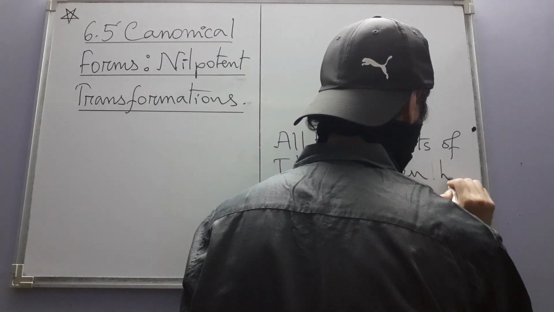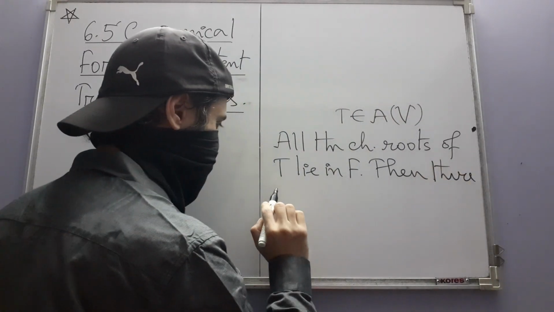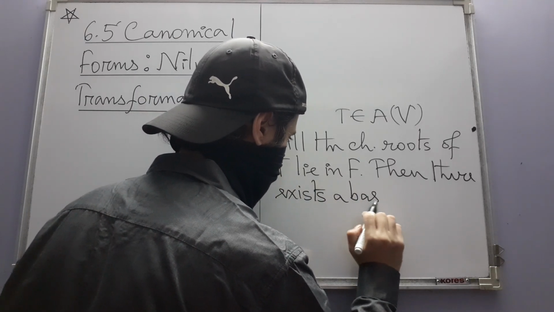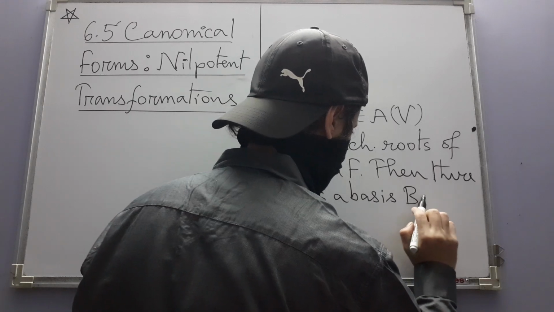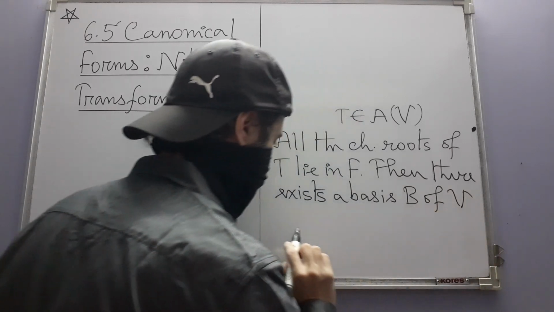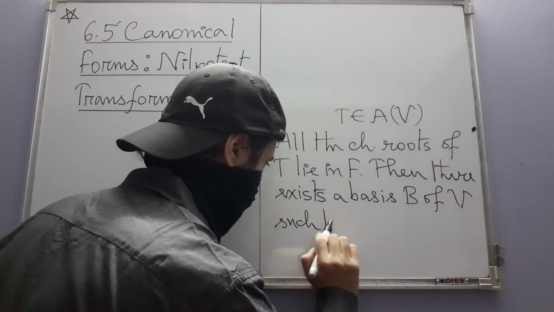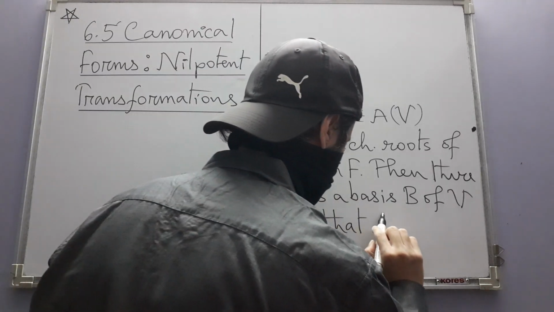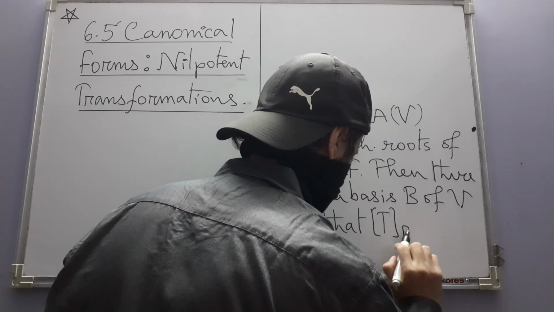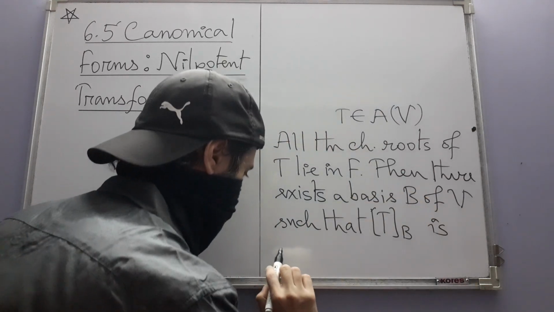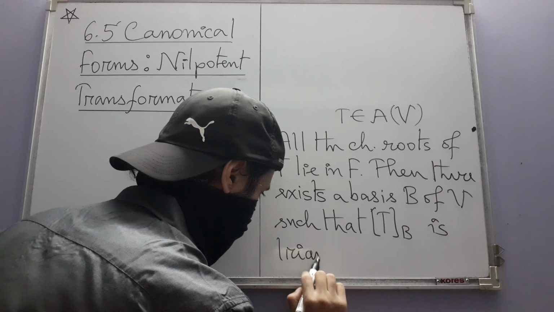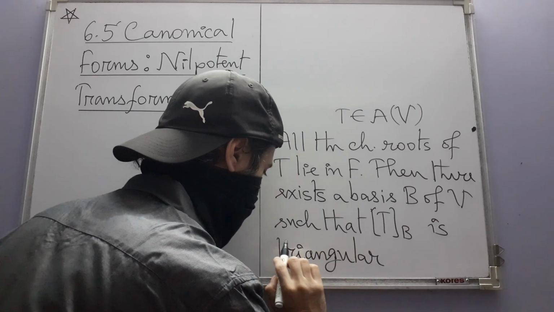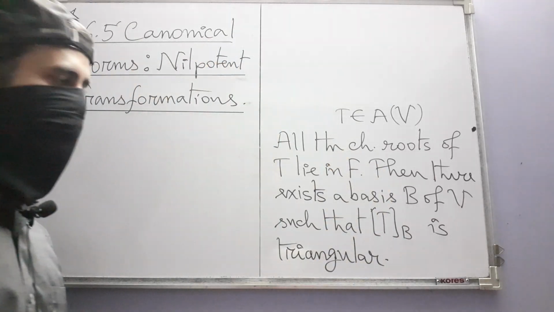Then there exists a basis B of V such that the matrix of T with respect to B, that is this matrix, is triangular.